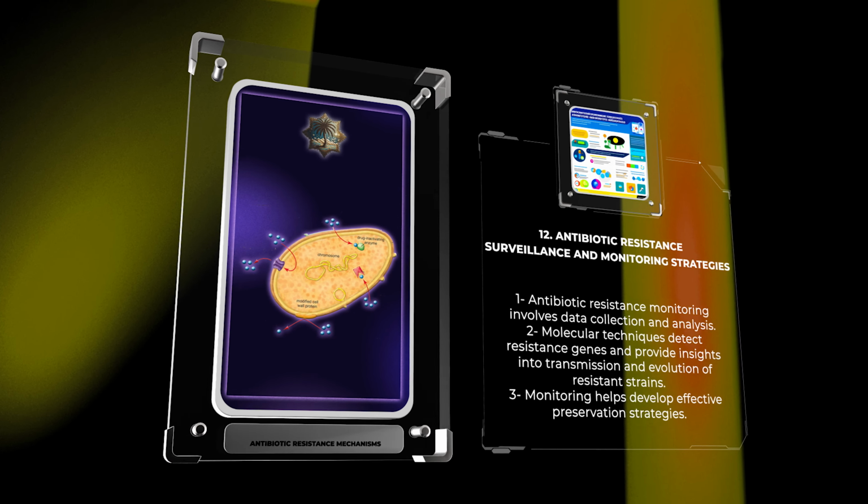Antibiotic resistance monitoring involves data collection and analysis on bacteria's susceptibility to different antibiotics. Molecular techniques like PCR and whole genome sequencing detect resistance genes and genetic variations, providing insights into transmission and evolution of resistant strains. Monitoring helps understand resistance dynamics and develop effective preservation strategies.